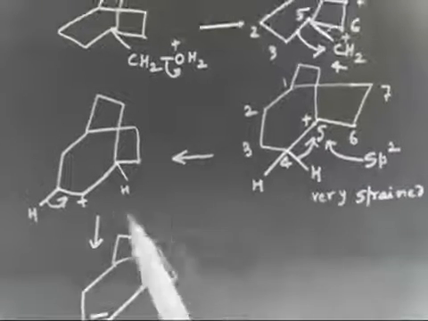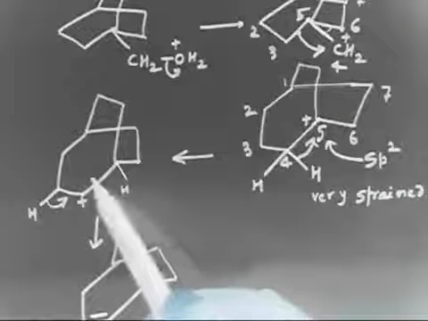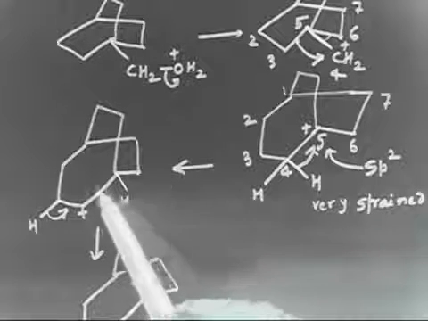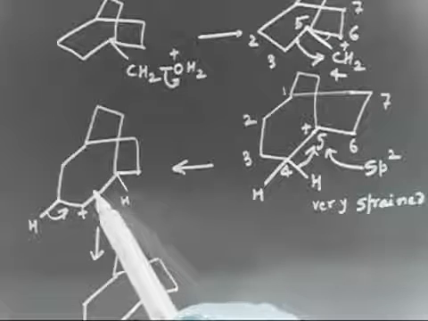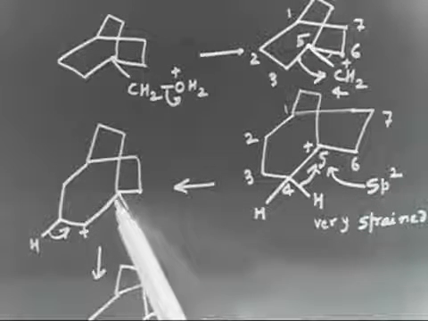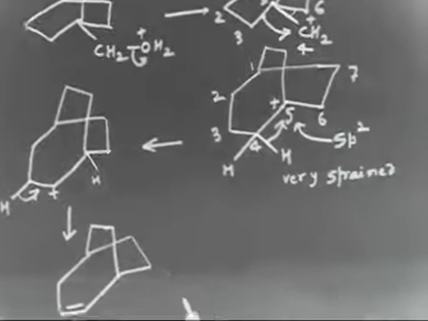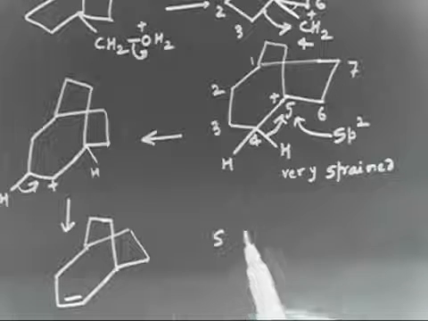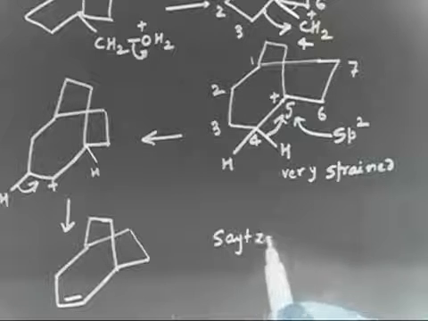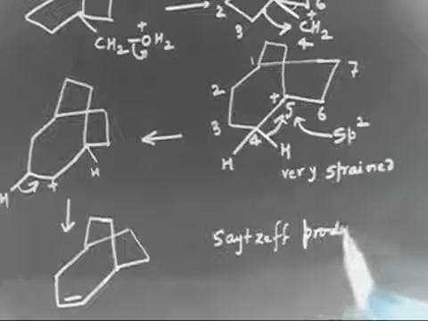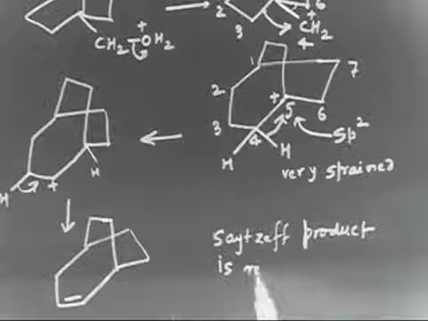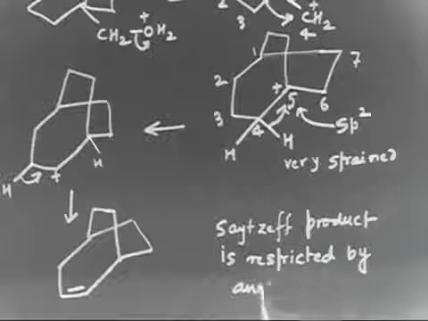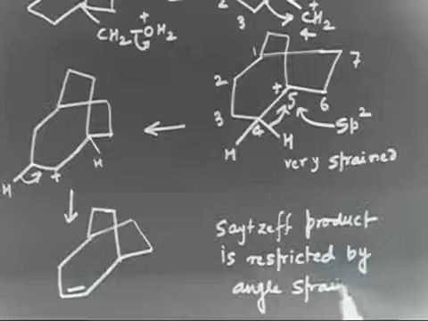Now see, somebody can think that I should make the double bond here. If you make a double bond here, you will have the more substituted Zaitsev product. But that is not the case, because if I make a double bond here, this carbon becomes sp2 hybridized. That does not permit. So I cannot have a Zaitsev product. The Zaitsev product is restricted by angular strain. So this time the Zaitsev product is not the major product.